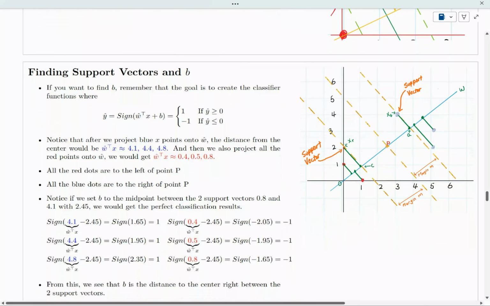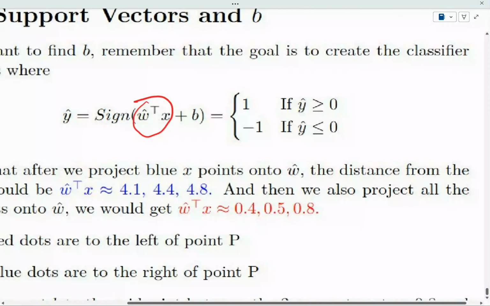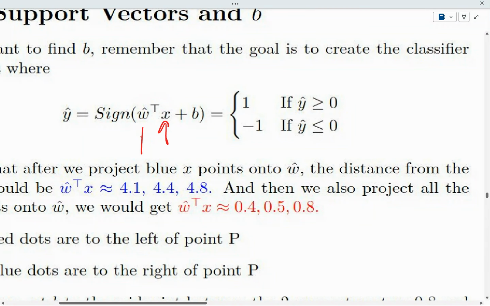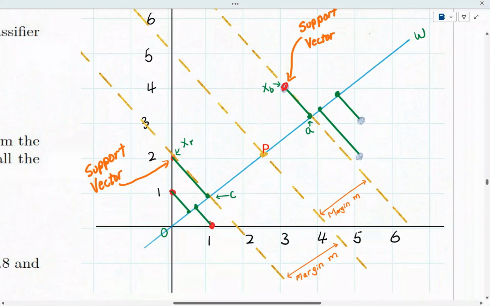Well, finding B is actually pretty easy. If we know this portion, that means we can take every single point and project onto W. So what's happening there? For every single point, notice we can project onto W.